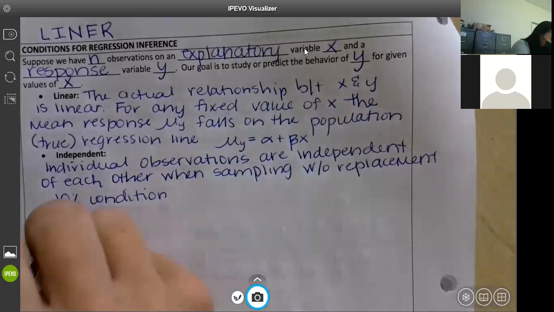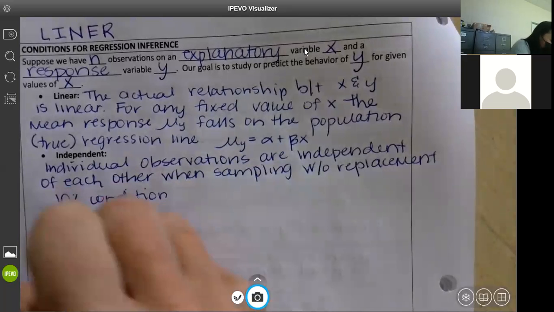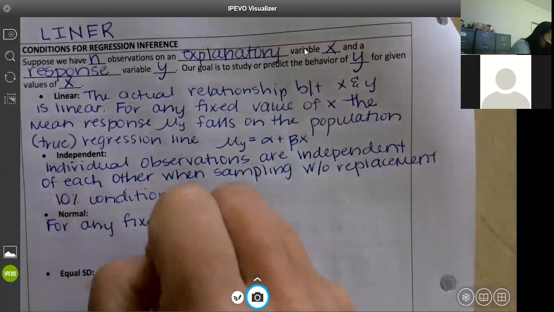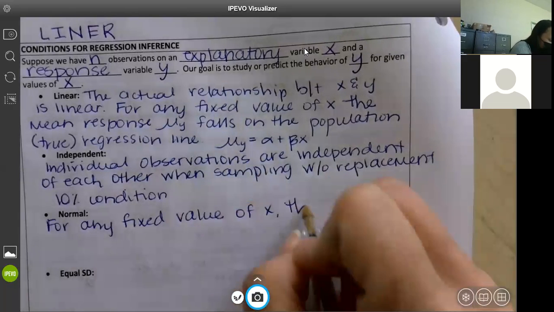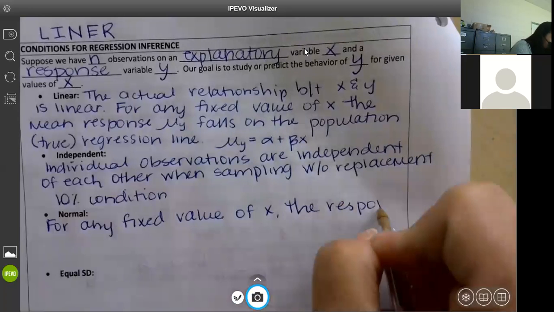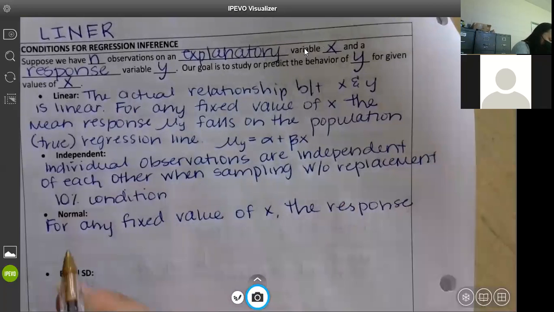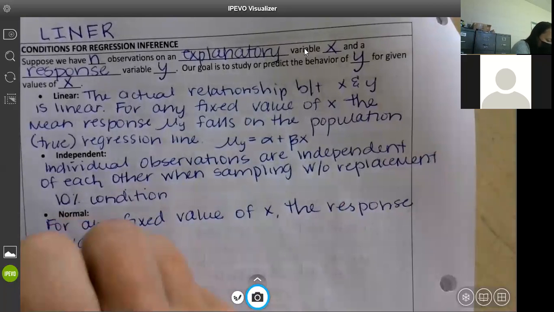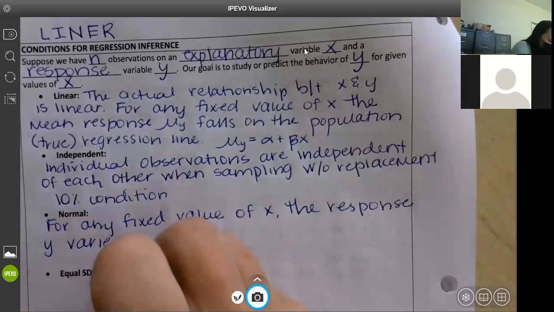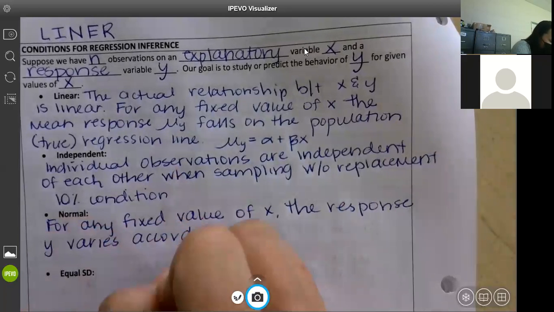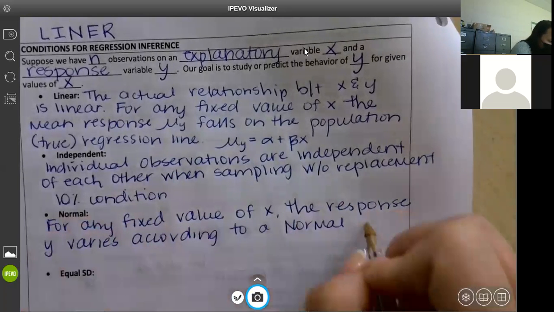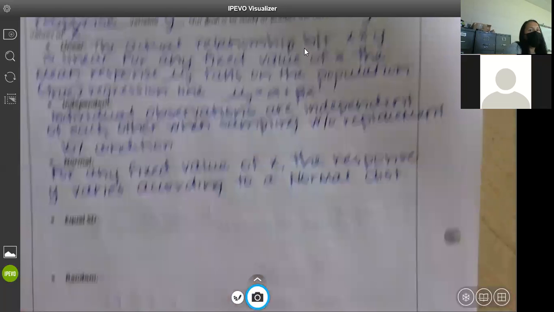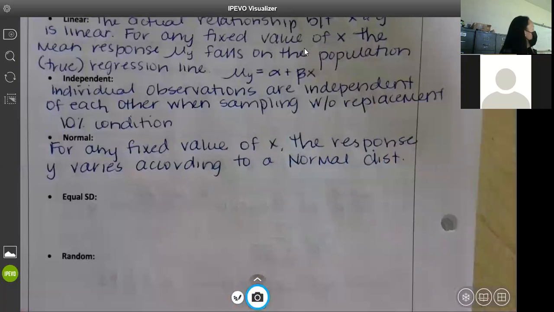Okay, so you already noticed. For any fixed value of x, the response y varies according to a normal distribution. And again, it's the same normal as always. Okay, we're going to check that graph and make sure that there's no strong skew and no outliers.